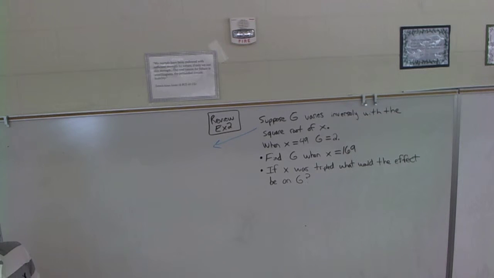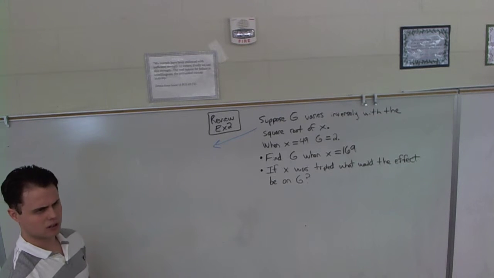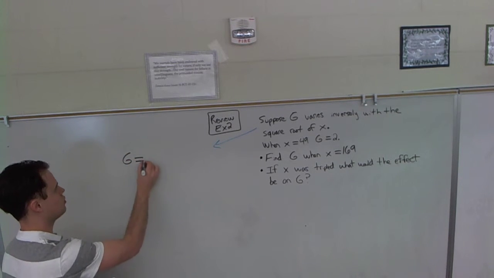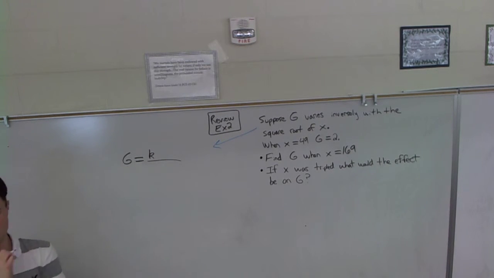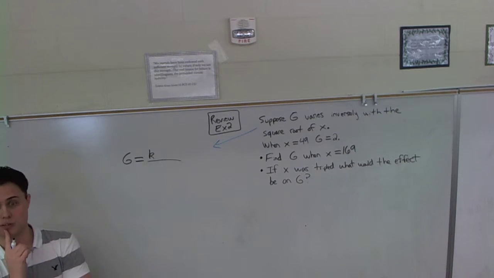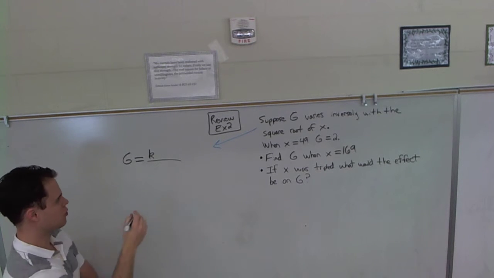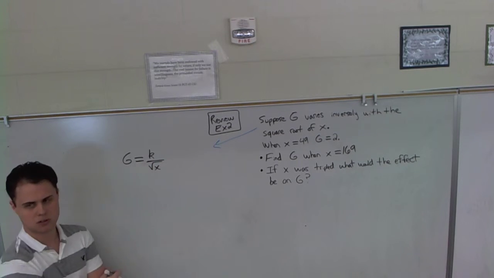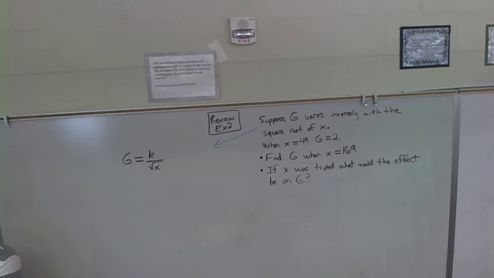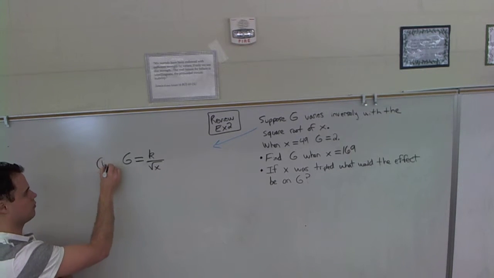The relationship is inverse. So what's varying? G. So G equals... We know there's always a K. I hear people saying K. Awesome. K over, because it's inverse, right? Over what? I know, square root of x. So it's K over the square root of x. There's a relationship done. Step 1.